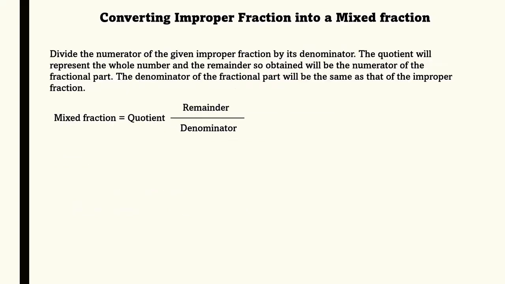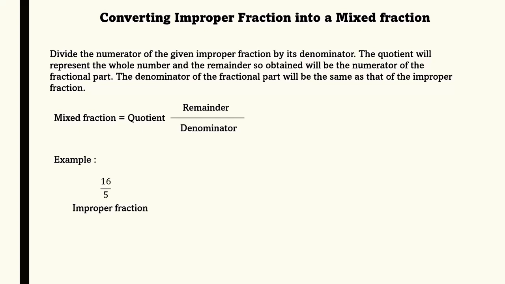Now, converting an improper fraction into a mixed fraction. This is quite simple. Divide the numerator of the given improper fraction by its denominator. The quotient will represent the whole number and the remainder so obtained will be the numerator of the fractional part. The denominator of the fractional part will be the same as that of the improper fraction. Mixed fraction is equal to quotient, remainder by denominator.